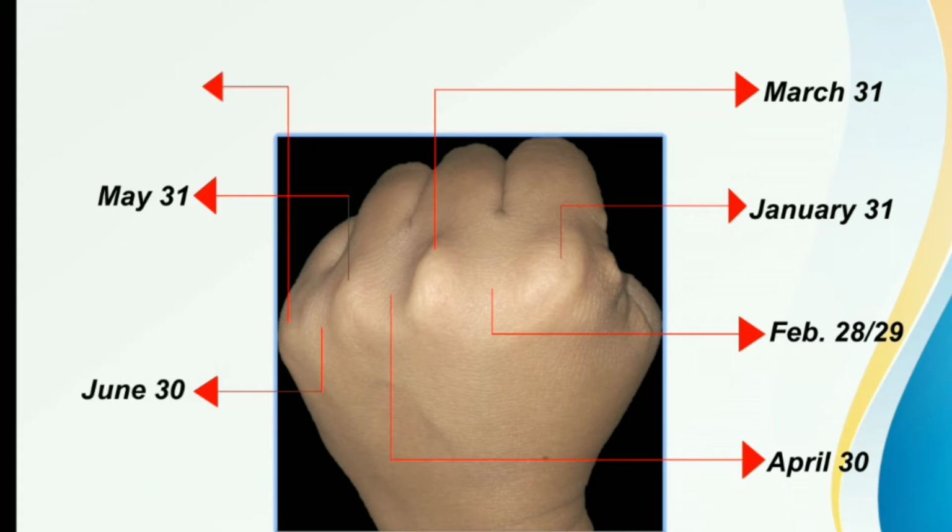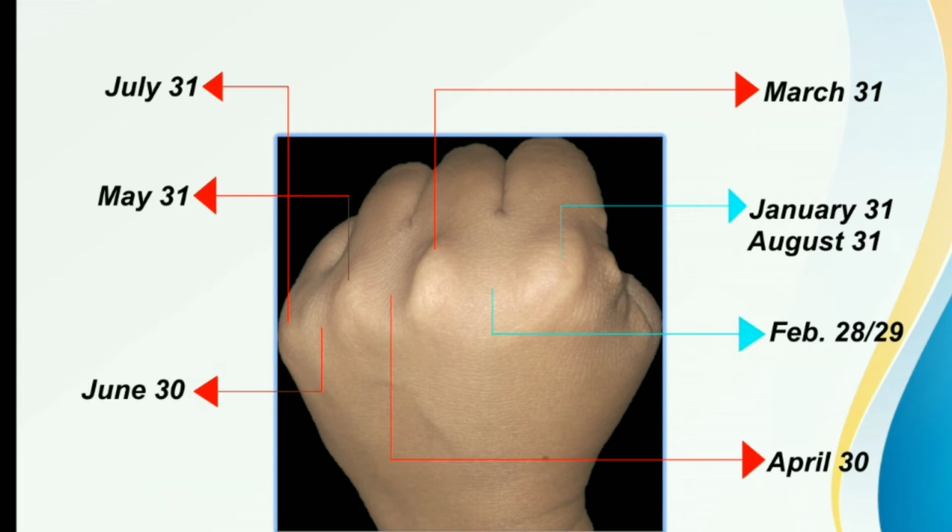And then July. So nasa joint siya ng small finger. So that means July has 31 days. And then we're going to go back to our index finger joint. So next to July is August. So since nasa joint siya, so that means August has 31 days.